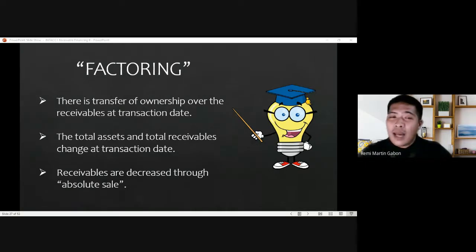Di ba pag nagbebenta, we give up something. It is in contrast with pledging and assignment. Because under pledging, we did not give up anything at the date of transaction. We did not give up our receivables. We did not transfer ownership over our receivables. But factoring is a different concept because transfer of ownership is required or is involved. Okay? So receivables are only decreased. Receivables are decreased immediately because of the sale.